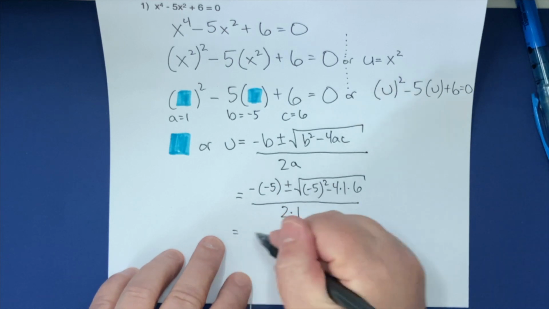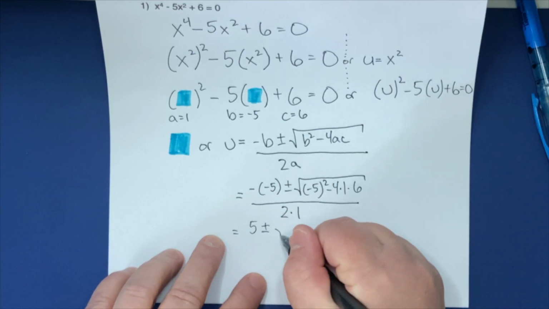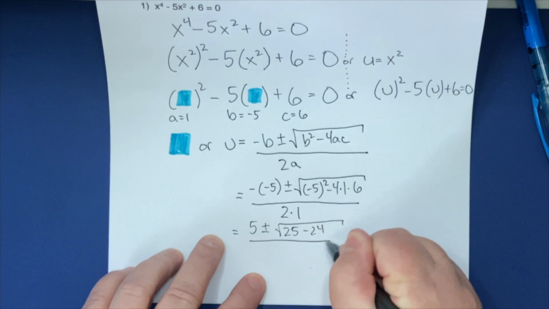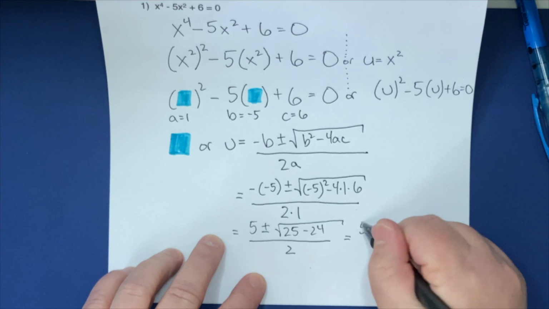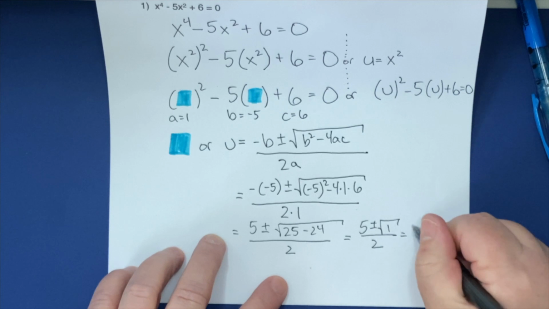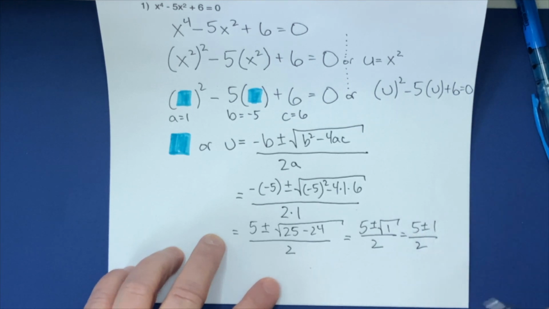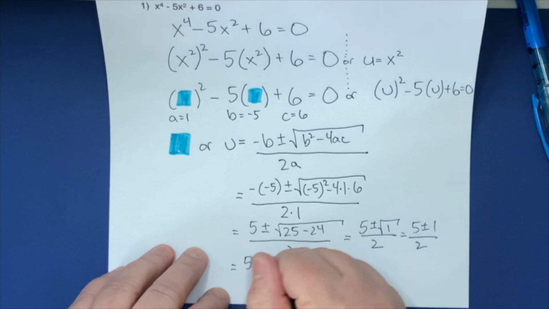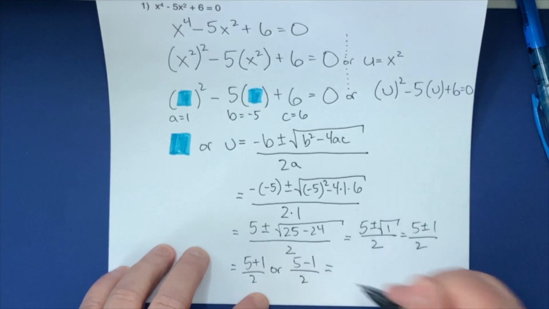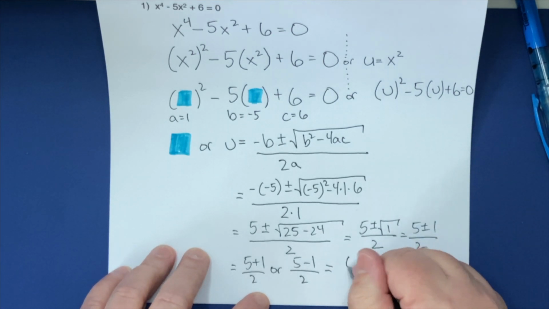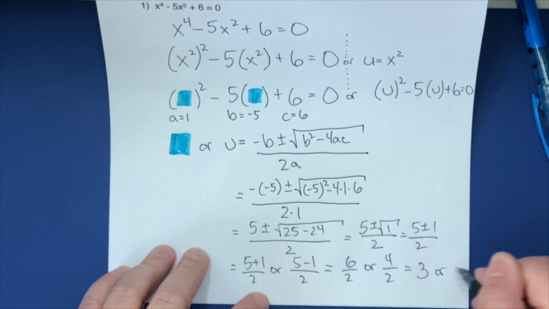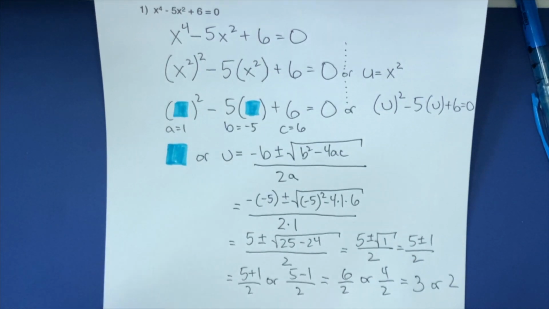Okay, so let's see. I think I get 5 plus or minus radical 25 minus 24 all over 2, which is 5 plus or minus radical 1 all over 2, which is 5 plus or minus 1 over 2, which is 5 plus 1 over 2, or 5 minus 1 over 2. So that is 6 over 2, or 4 over 2, which is 3 or 2. And at which point you go, yay, we're done.